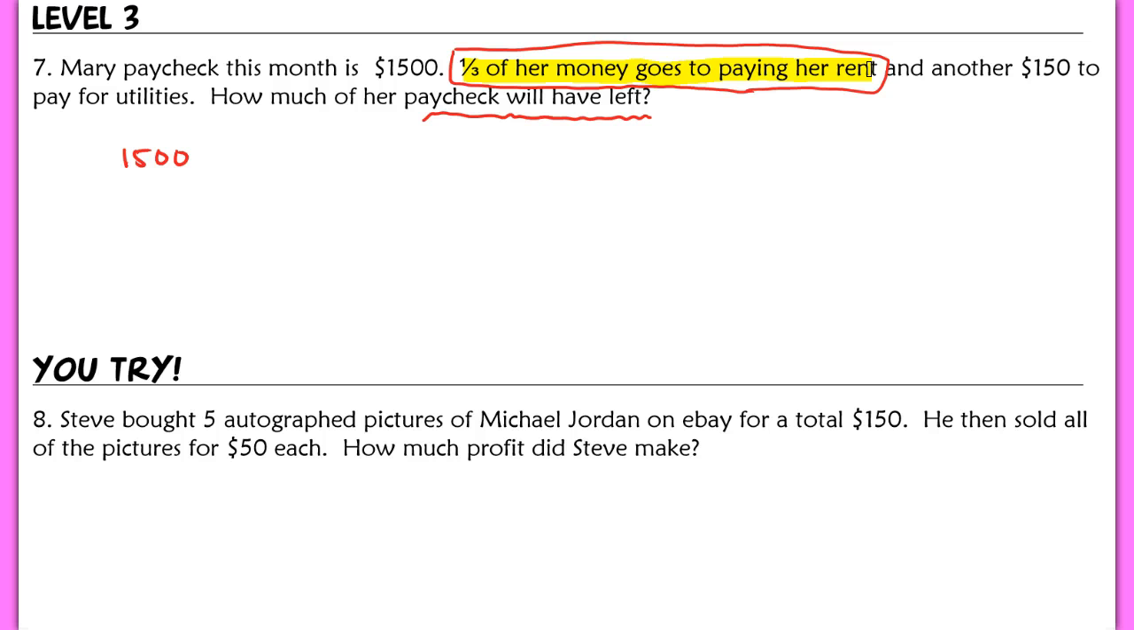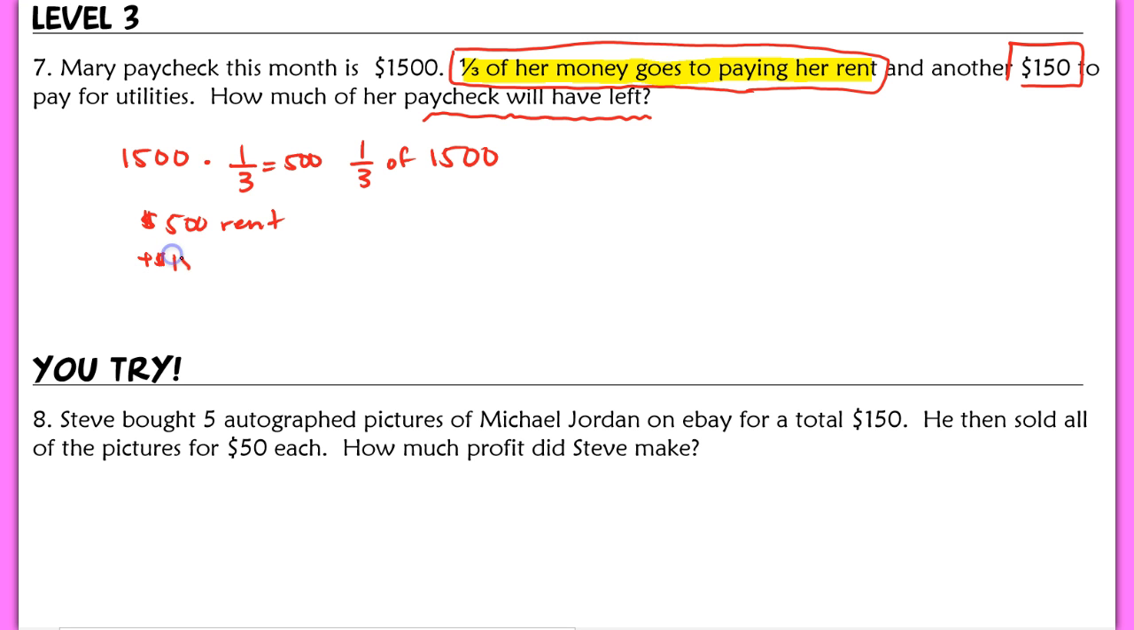So a third of her money goes to paying her rent, meaning we're going to take 1/3 of $1,500. We're going to multiply 1/3 times $1,500 because we're finding 1/3 of $1,500. Okay, so that ends up being $500. So she's spending right now $500 on rent. Then it says she adds another $150 to pay for utilities. So we need to add the $150 for her utilities, which gives me now a total of $650. So altogether, she's paid out $650.